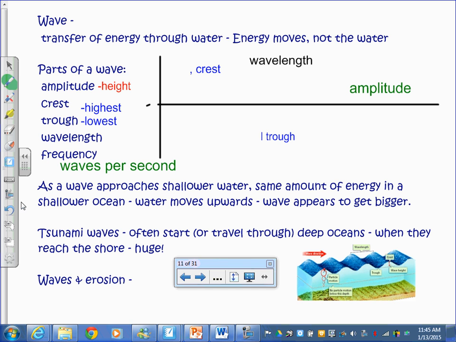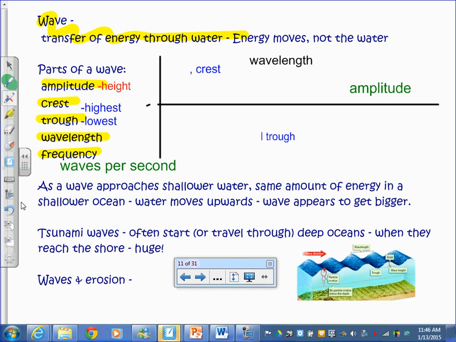So as we talked about yesterday, the parts of a wave are the same whether it's an earthquake wave or a water wave or a sound wave or a light wave. So let's go over these, and you probably know these from 6th grade, but it's something that you will hear over and over again. You need to know how to label or draw these things on a diagram. So, parts of a wave. And a wave, by the way, is the transfer of energy through water or through a material. It doesn't have to be water.